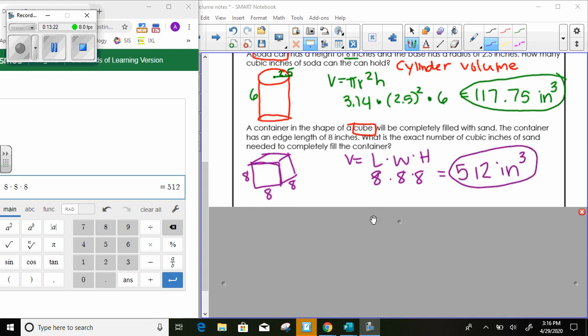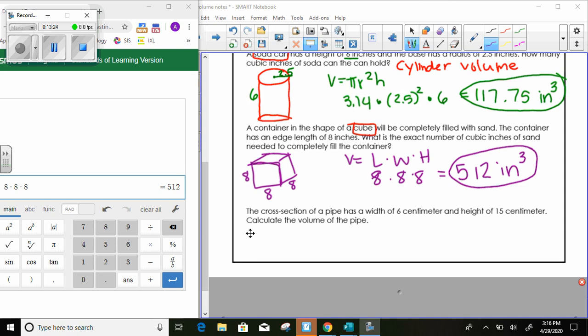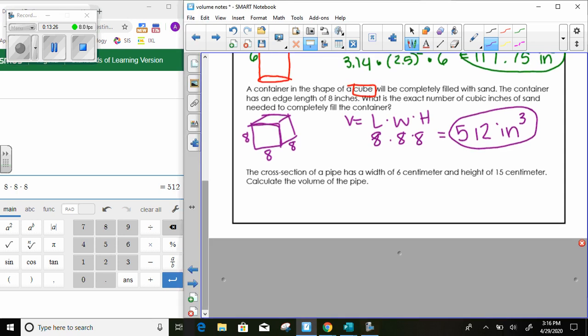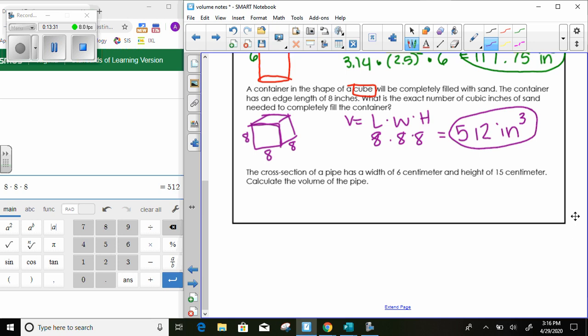The last problem that we have here says the cross section of a pipe has a width of 6 centimeters and a height of 15. Calculate the volume of the pipe. So pipes we typically know are in the shape of a cylinder, so we're going to draw a cylinder.